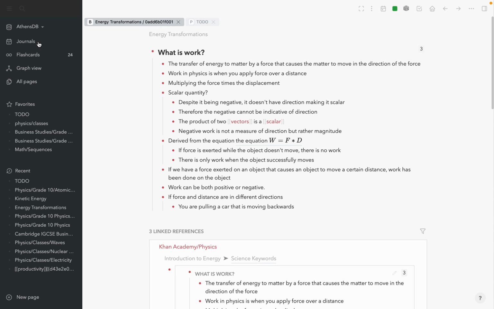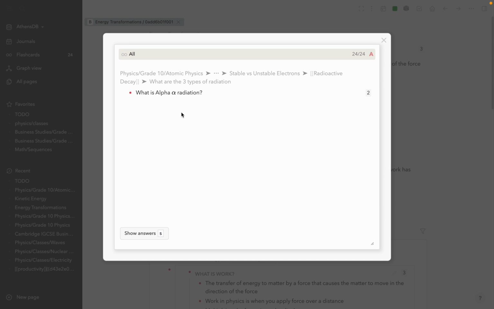Now, in addition to that, there are lots of other features, a lot of niche features, some more useful. For instance, the flashcards feature, where I can go to flashcards that use spaced repetition. I can create them easily using just the hashtag card. So this is one of them. What is alpha radiation? I'll answer that. Alpha radiation is the nucleus of helium, and it has a +2 charge.